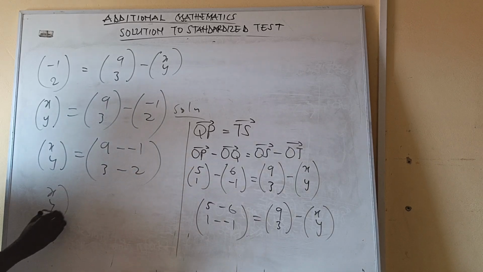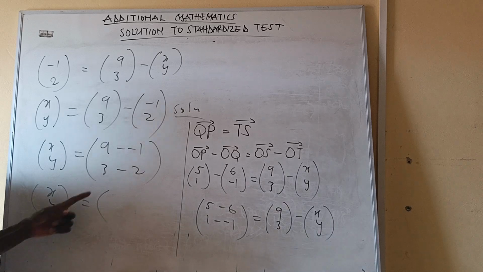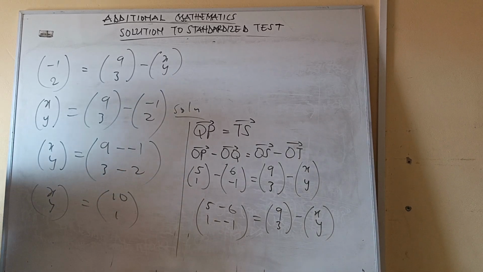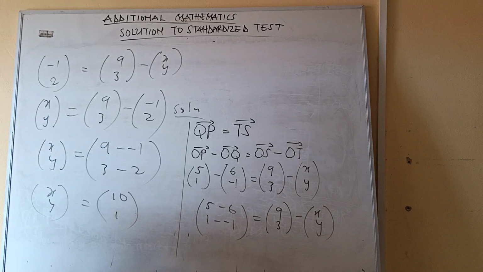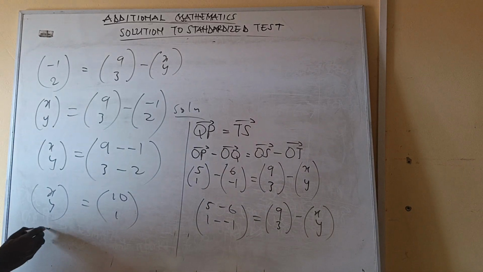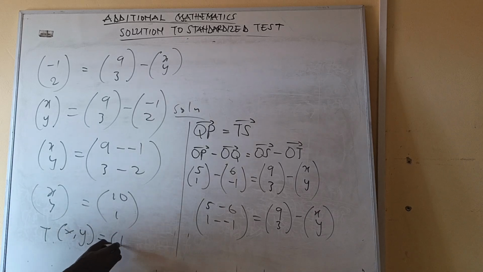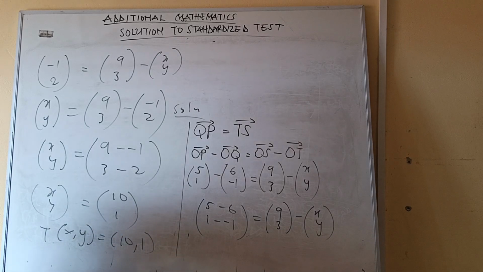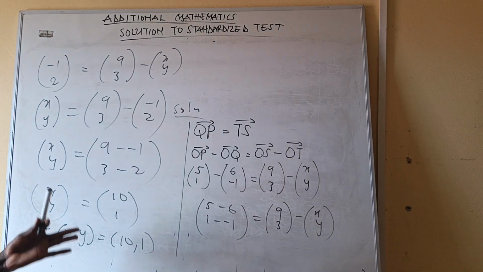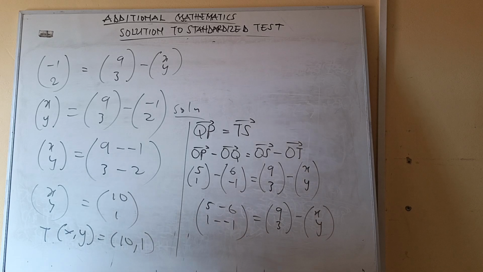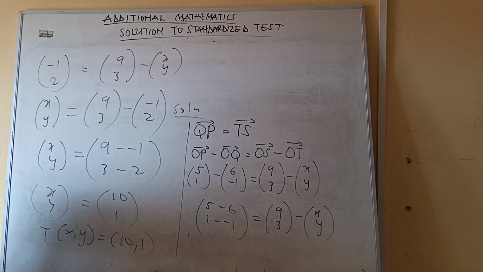So we have (x, y) equal to: this one will give us 10, and this one will give us 1. Have you got it? Very simple. So it means that our T, which is (x, y), is now equal to (10, 1). This is how simple it is, as simple as ABC. So you can just do it this way, then you are done.